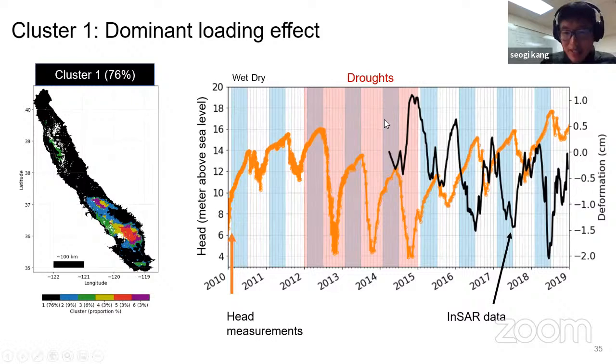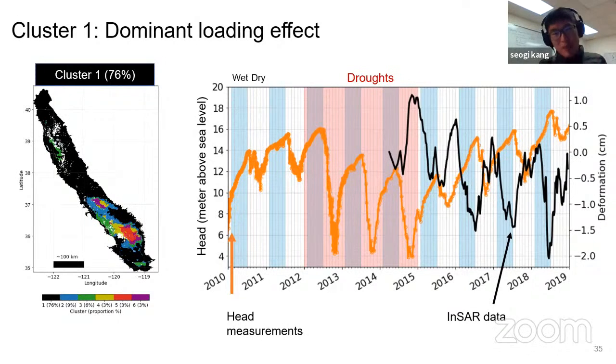And now let's look at the InSAR surface deformation data. In the wet season, it goes down, and in the dry season, it goes up. In the wet season it goes down, and again, in the dry season it goes up. It's completely out of phase with the head data, and that does not make sense if we're thinking of a poroelastic response due to the head.